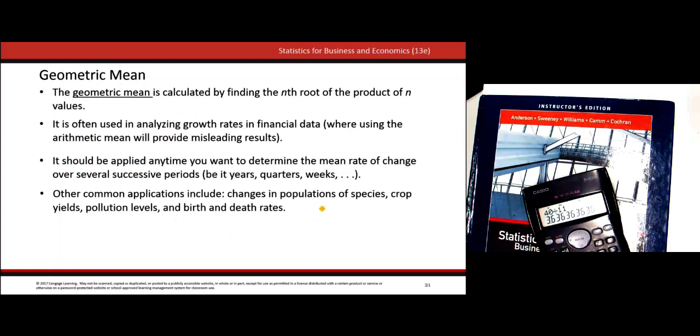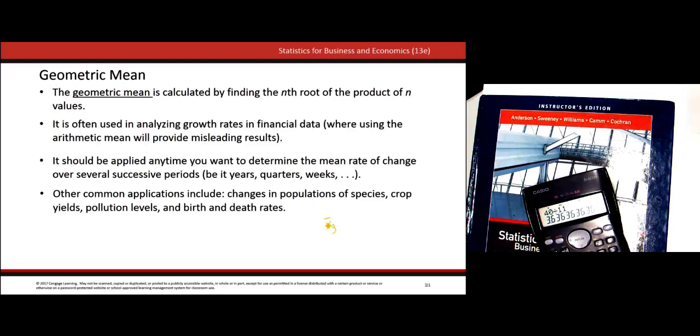Geometric mean is used in analyzing growth rates in financial data. In that case, using arithmetic mean will provide misleading results. And how do we calculate the geometric mean? By taking the nth root of the product of n values. So you can use the geometric mean anytime you would like to determine the mean rate of change over several successive periods.